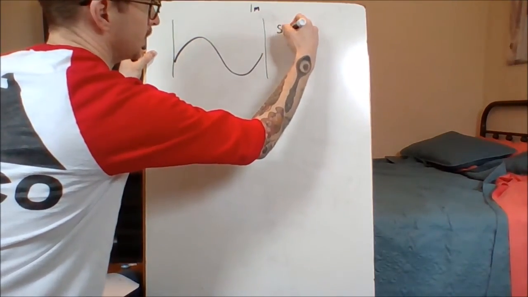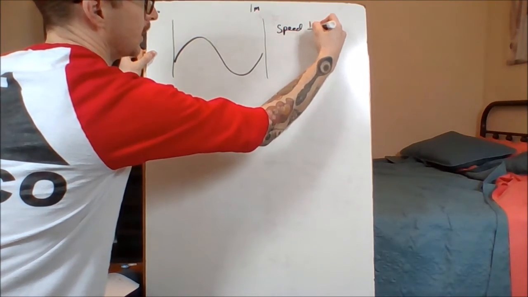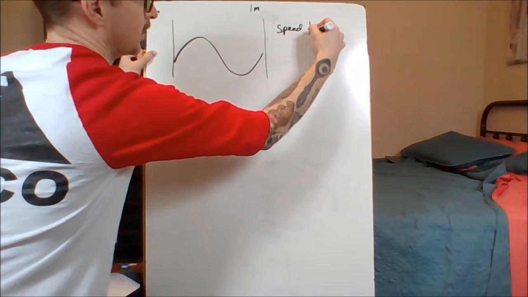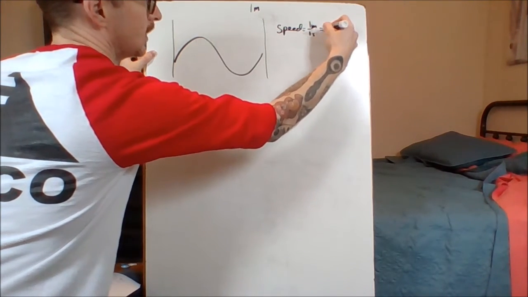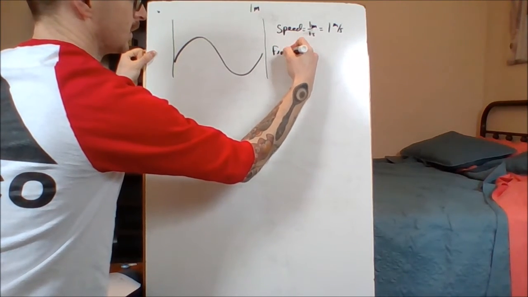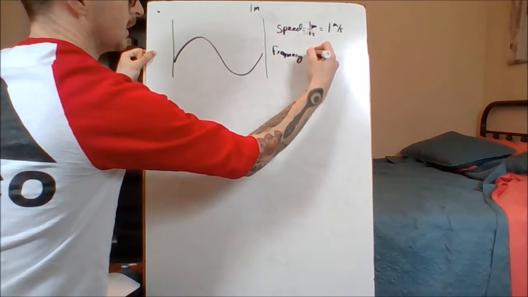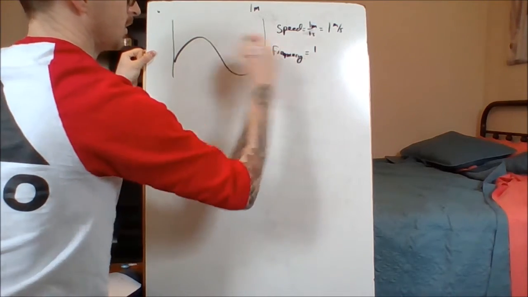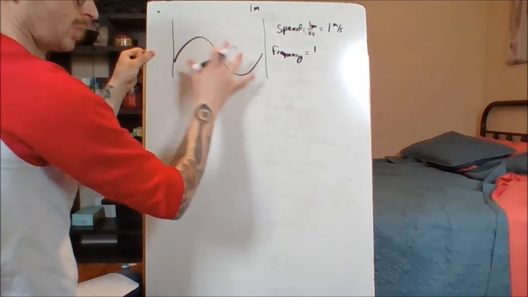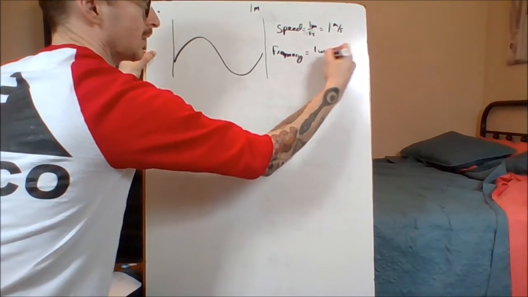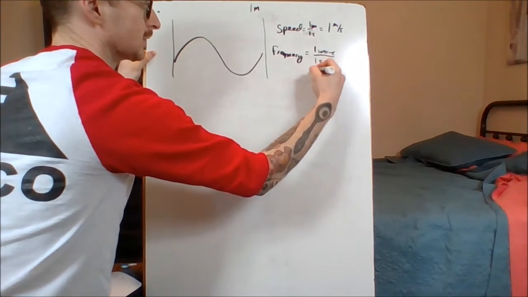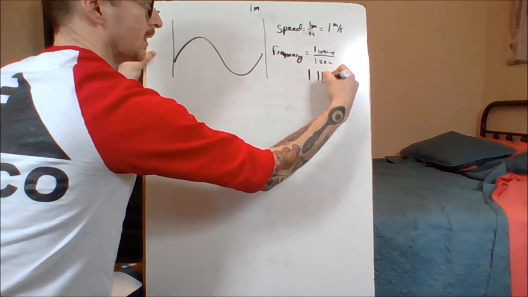So the speed would be 1 meter per 1 second, which would be 1 meter per second. Frequency, there it is, one wave, because it goes from one point to that same point, so this is one wave. In 1 second, giving us a frequency of 1 hertz.